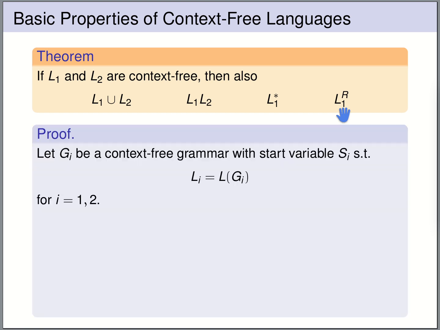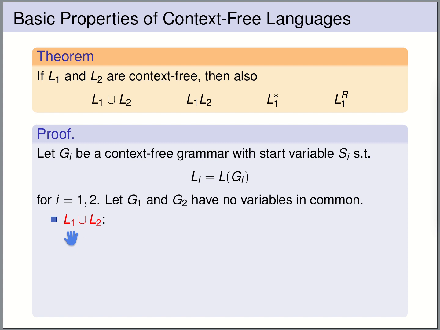Let's prove this. If a language is context-free, then we have context-free grammars for the language. So let G1 be a context-free grammar for L1 with starting variable S1. Let G2 be a grammar for L2 with starting variable S2. And without loss of generality, we may assume that our grammars G1 and G2 have no variables in common. If they have variables in common, then we simply rename the variables of one of the grammars.